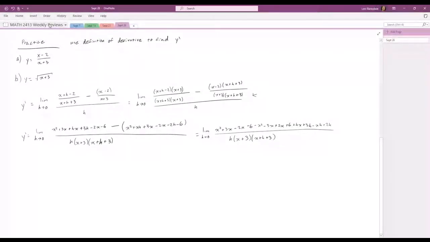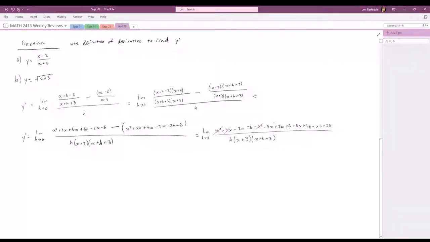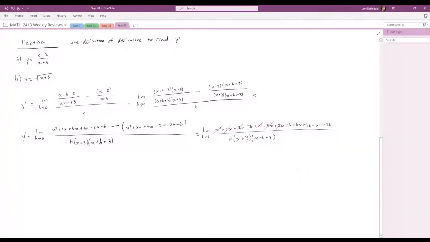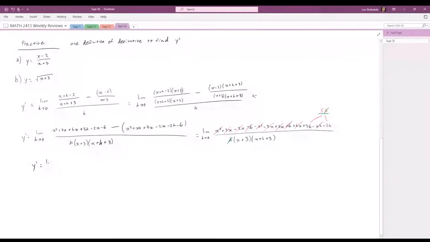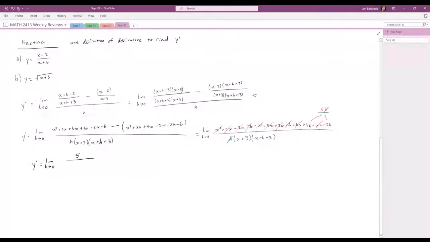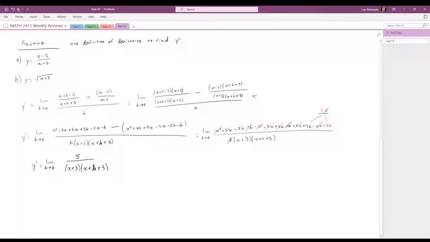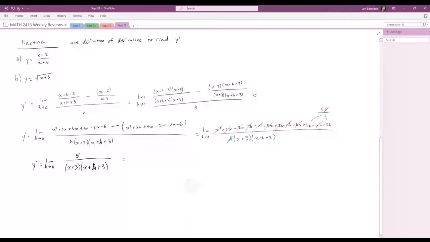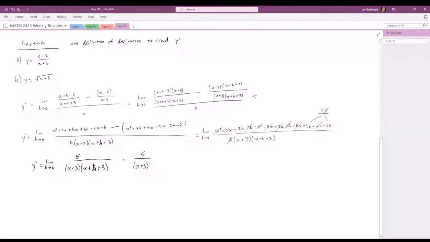Now let's see what will cancel. We've got x squared cancels with x squared. Positive 3x cancels the negative 3x. Minus 2x cancels with positive 2x. Minus 6 with positive 6. All right. And also hx and xh. And then I can combine these two into 5h. And then I can also cancel out, because this is all that's left on top, this h with this h. Perfect. And now we're left with y prime is the limit as h goes to 0 of just 5 on top over x plus 3, x plus h plus 3. And now we can just evaluate our limit, plug in 0 for h, and we get 5 over x plus 3 squared.